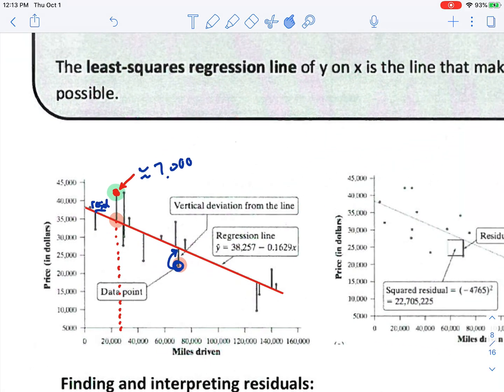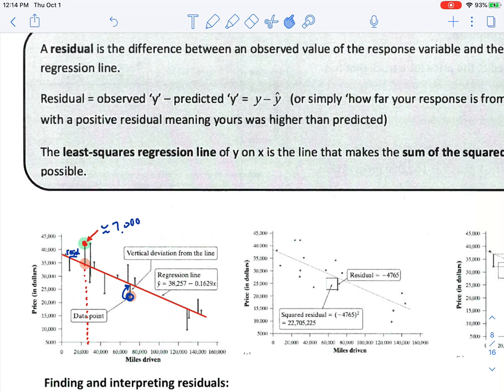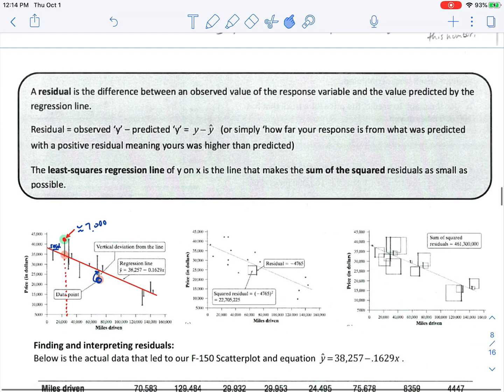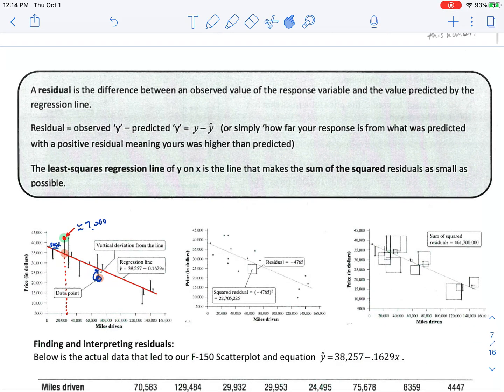So a residual is how far above or below in the Y value that a certain data point is based on what's predicted, okay? So technically, it's this equation, the observed or actual Y value minus the predicted Y value based on the regression line, which you consider as Y minus Y hat. I ignore this. I don't even do that. I just conceptually understand the following.